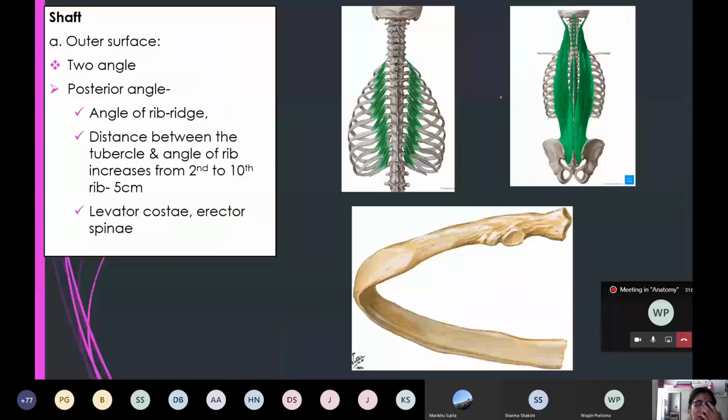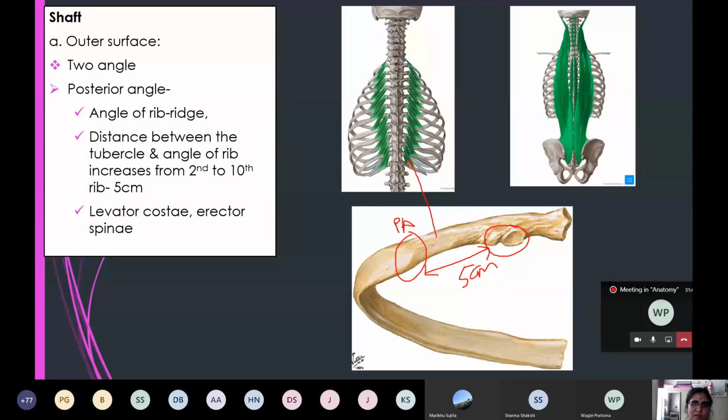Now, in the outer surface, it has two angles. This angle here is known as the posterior angle, also known as the angle of the rib. There it is seen as a ridge. This is the tubercle. The distance between the tubercle of the rib and the angle of the rib, the posterior angle, increases from 2nd to 10th rib. And the maximum distance is how many centimeters? 5 centimeters.